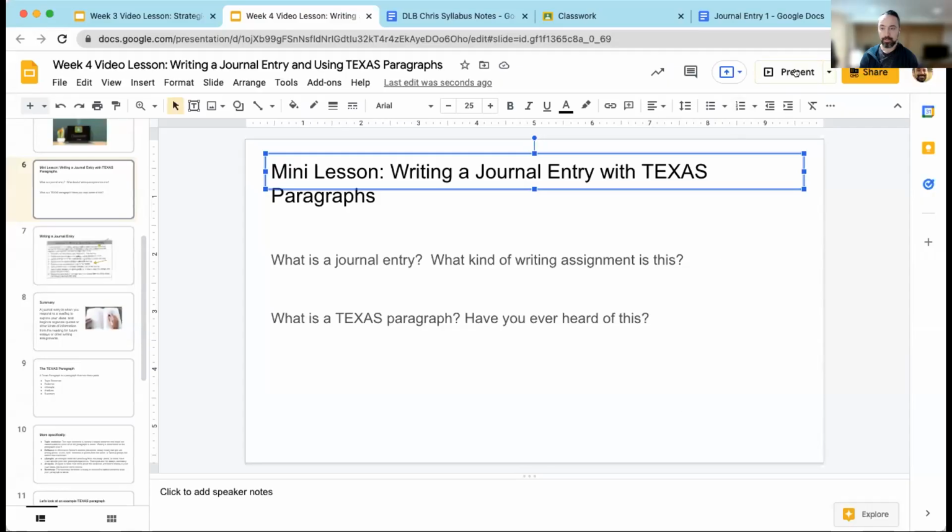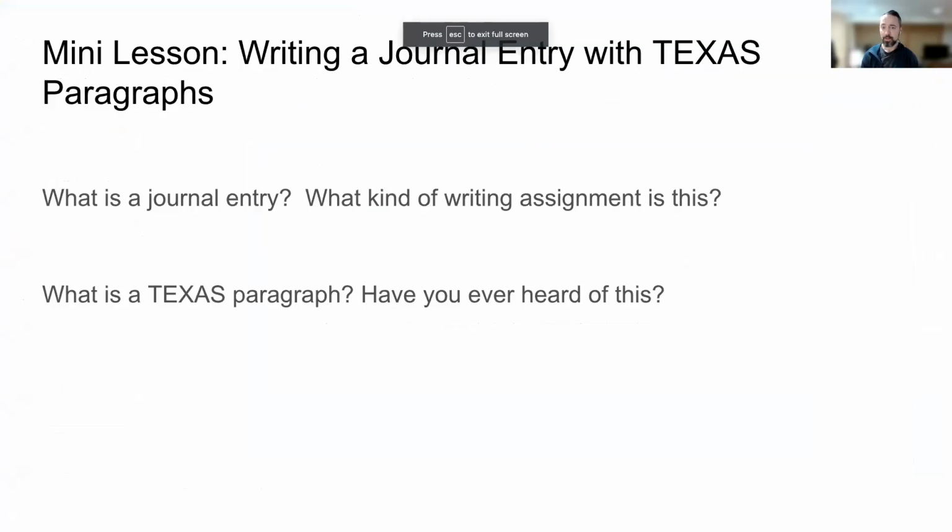I'm going to share my screen now, and let's go to present mode. So here we are. To begin this mini lesson, let's think about what is a journal entry and what is a Texas paragraph. Have you ever heard of a journal entry? Have you ever heard of a Texas paragraph? What are these things? Please, if you'd like, take a moment to think about this, pause the video.